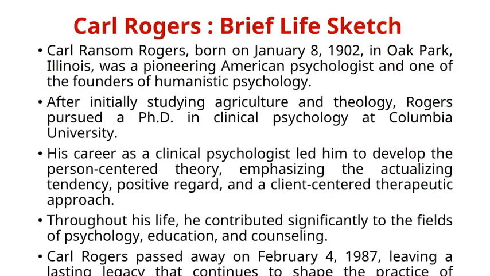Carl Ransom Rogers, born on January 8, 1902, in Oak Park, Illinois, was a pioneering American psychologist and one of the founders of Humanistic psychology. After initially studying agriculture and theology, Rogers pursued a PhD in clinical psychology at Columbia University. His career as a clinical psychologist led him to develop the person-centered theory, emphasizing the actualizing tendency, positive regard, and a client-centered therapeutic approach. Throughout his life, he contributed significantly to the fields of psychology, education, and counseling.